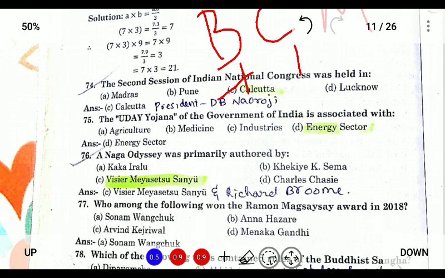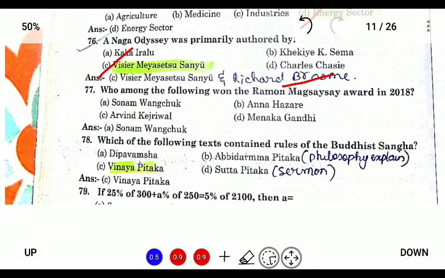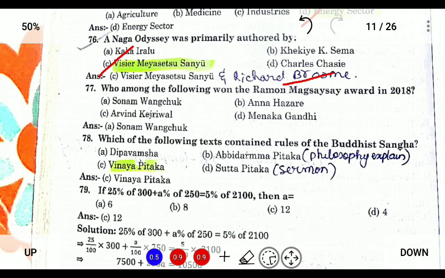Next, the Ujala Yojana of the government of India is related to the energy sector. Ujala means energy, light. The Naga Odyssey was authored by Visier Sanyu and Richard Broome. And which among the following won the Ramon Magsaysay Award? So 2018 is some of these current affairs.